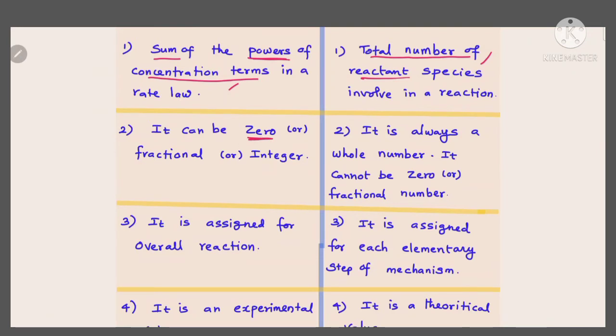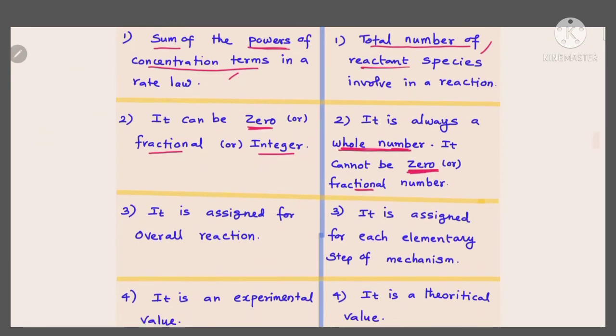Order can be 0, a fractional number, or even an integer. But molecularity is always a whole number. It can never be zero. Zero molecules means nothing, isn't it? You cannot have zero molecules in any chemical reaction. So it will always be a whole number, and it cannot be either zero or a fractional number. Okay, right.